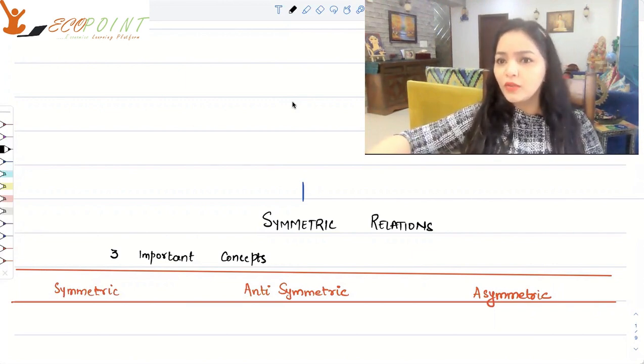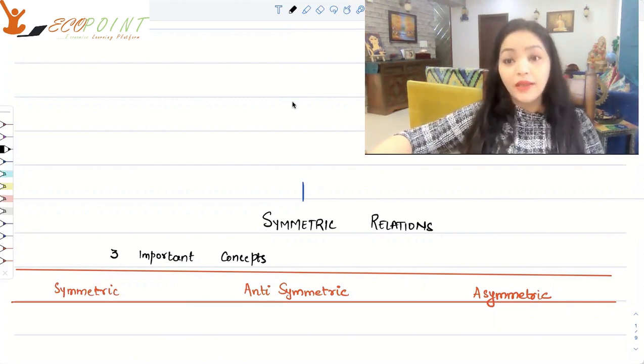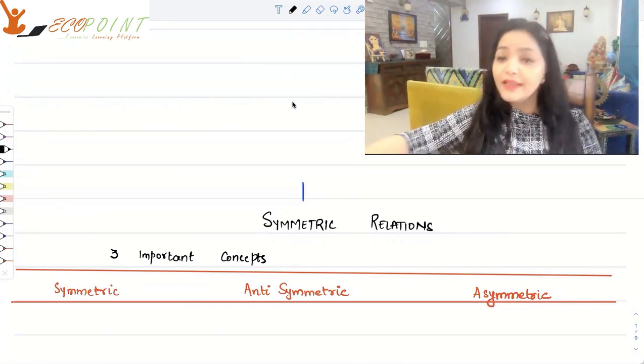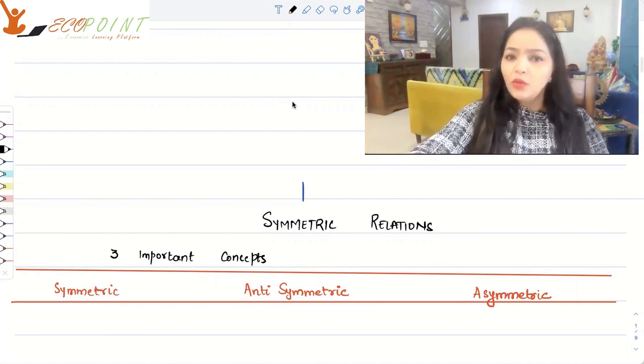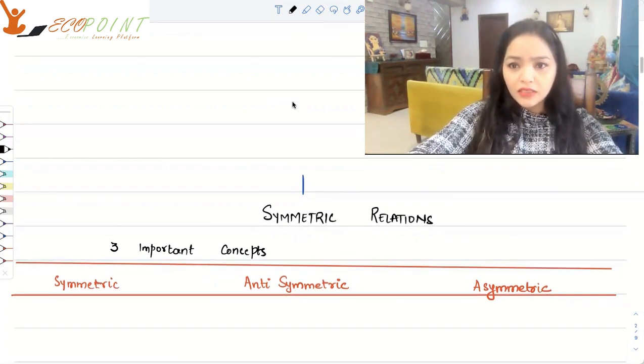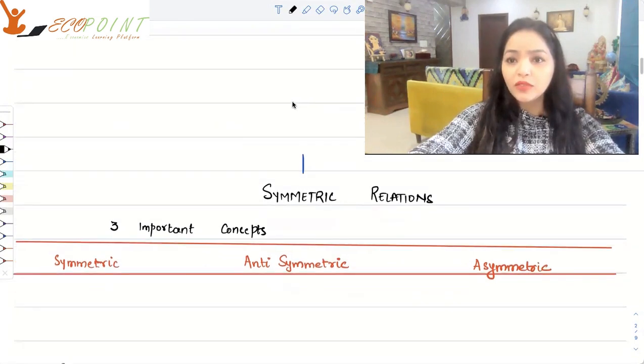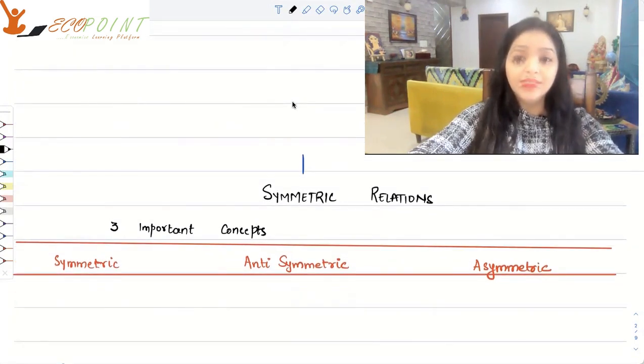And then we will try to understand the terminology anti-symmetric. And also there is another important concept, asymmetric. So these three things are what we will be learning in this lecture. Let's start with symmetric. So we have been talking about relations, and previously we have spoken about a relation which is a relation of an element with itself, that is reflexive.